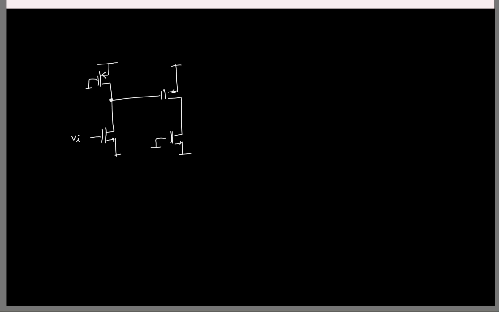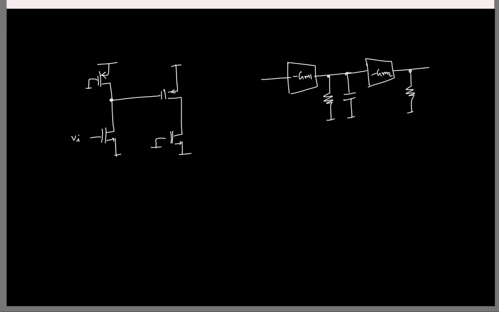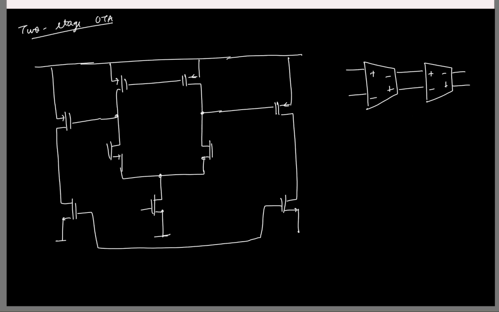Okay. Again, if you show it at a block level, we'll have something like this. So this is say minus GM1, GM2. And then we'll have their corresponding output conductances and capacitances. So now, will it work like this, or do we have to do something here for the differential mode circuit to work?